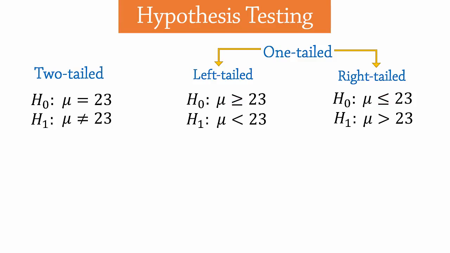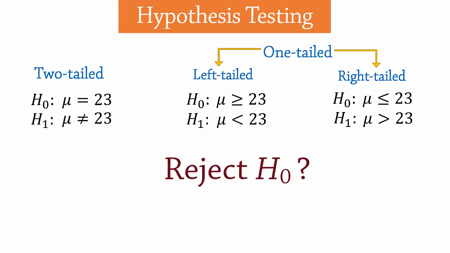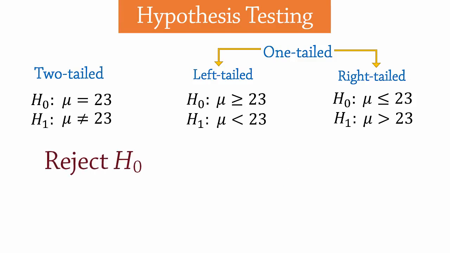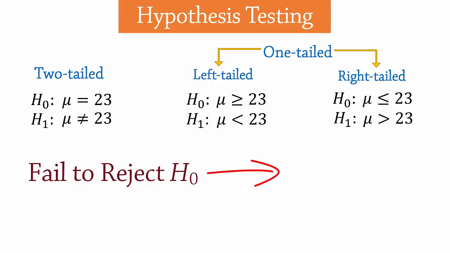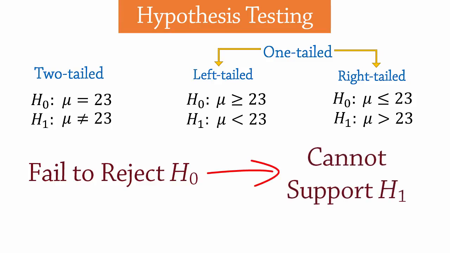Now, when we conduct hypothesis tests, we're primarily trying to decide whether or not to reject the null hypothesis. If we reject the null hypothesis, we will say we have enough evidence to support the alternative, or to say that the alternative is true. If we don't reject the null hypothesis, we will say we don't have enough evidence to support the alternative. We usually don't say that the alternative is not true. We only say that we don't have enough evidence to support it.